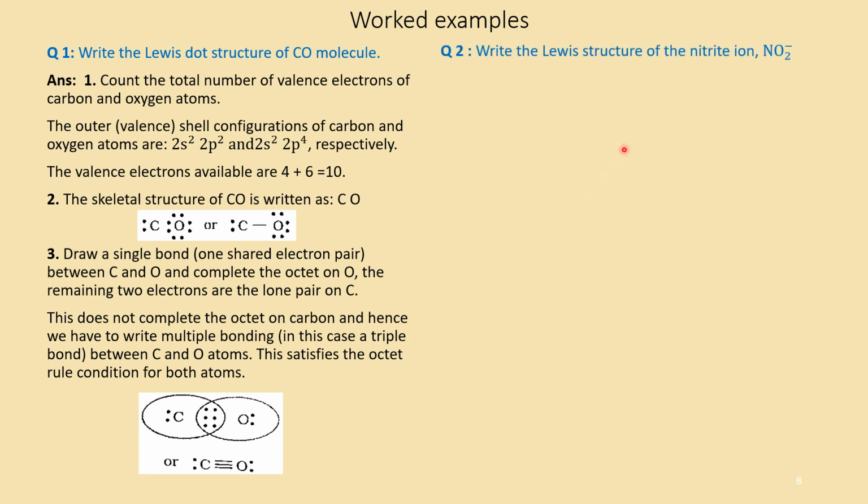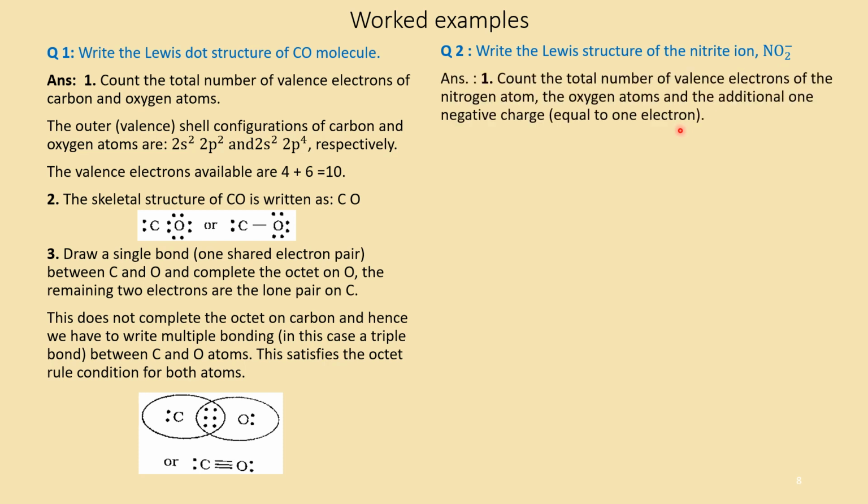Question number 2. Write the Lewis structure of nitrite ion NO2 minus. Answer. First step, count the total number of valence electrons of the nitrogen atom, oxygen atoms, and the additional negative charge equal to 1 electron extra. So, the electronic structure can be written as, for nitrogen 2s2 2p3 and for oxygen 2s2 2p4. The total number of electrons are 5 for nitrogen, that is the superscripts of s and p, 2 plus 3, plus 6 for each oxygen, 6 into 2, plus 1 for the extra electron. So total 18 electrons are there.